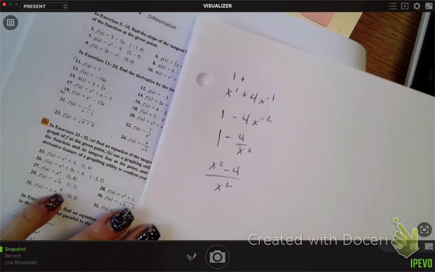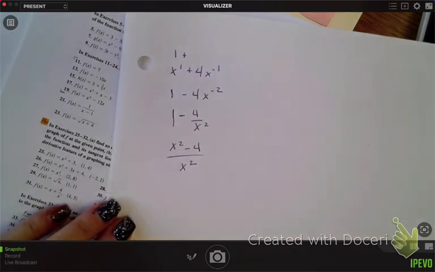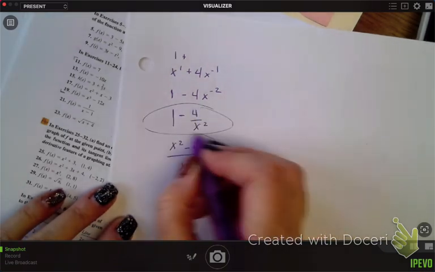1 minus 4 over x squared. You could have it like this, or you could have it like this. I don't know which way you would have it.